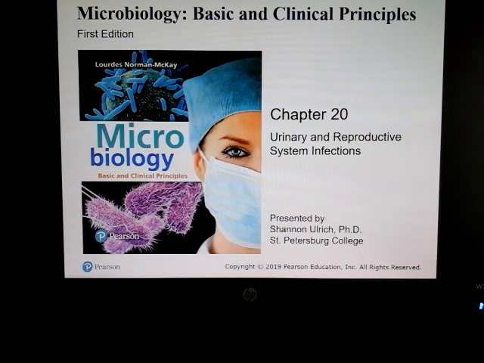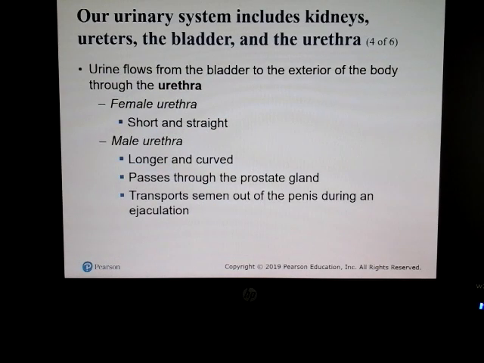This lecture is on urinary and reproductive system infections. So, our urine flows from the bladder to the exterior of the body through the urethra. Females have a pretty short and straight urethra. In men, it's longer and curved, passes through the prostate gland, and is also responsible for transporting semen out of the penis.